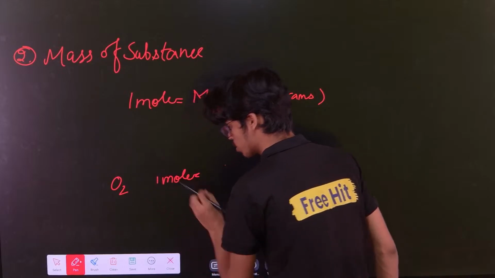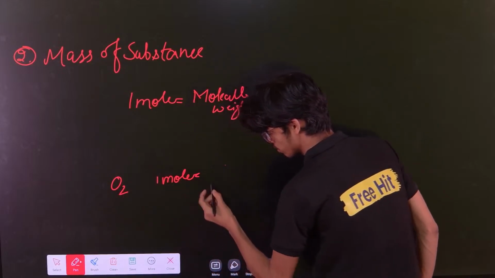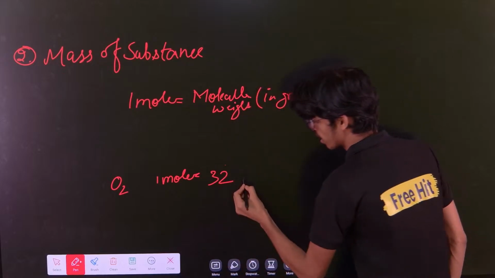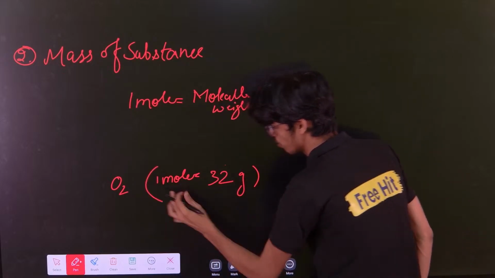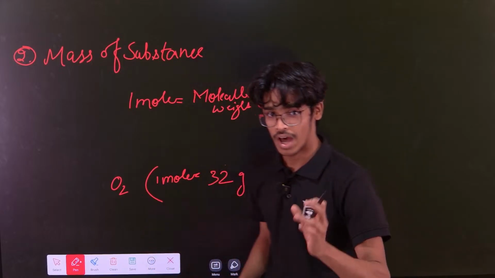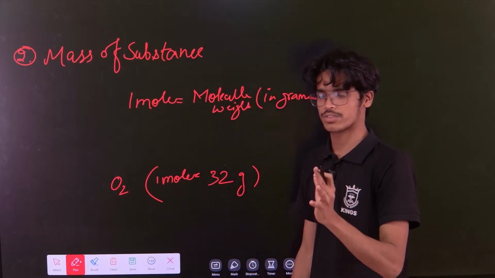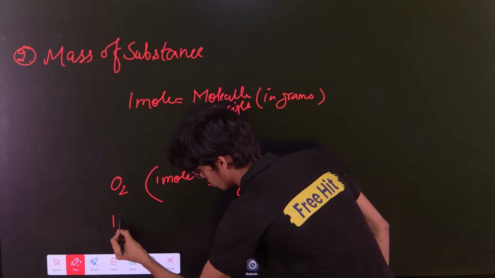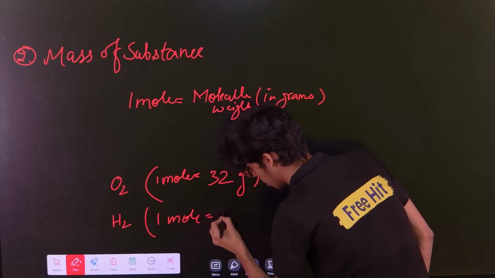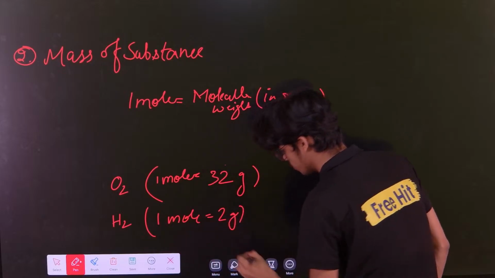Now, 1 mole is equal to how much? 1 mole is equal to O2's weight. What is O2's weight? 32 units, but in grams. So this is the weight of 1 mole. Now, I will tell you the importance of Avogadro's number. What is the weight of 1 mole of hydrogen? 2 grams.